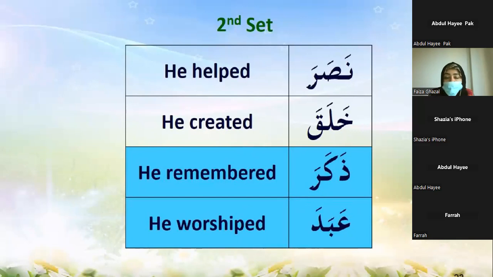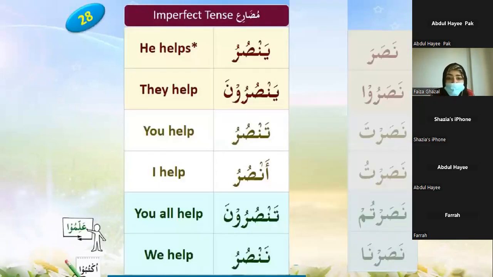Let's start with the second set. Nasara means he helped. We have done it in the fe'l madi form, yani fe'l madi we have done. Now we will go to the mudare of nasara, khalaqa, zakara, abada. Nasara means he helped, so it will be yansuru. Okay, let's go to the slide so it will be easier for you to relate.